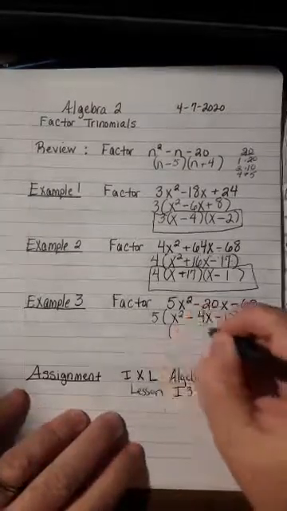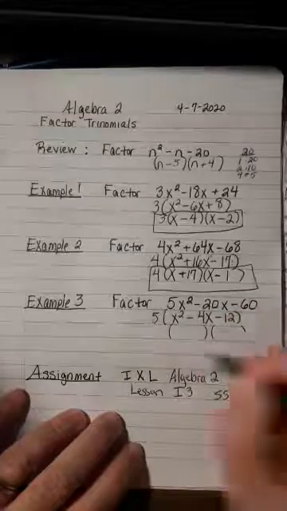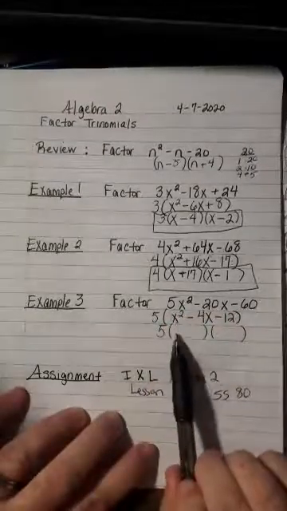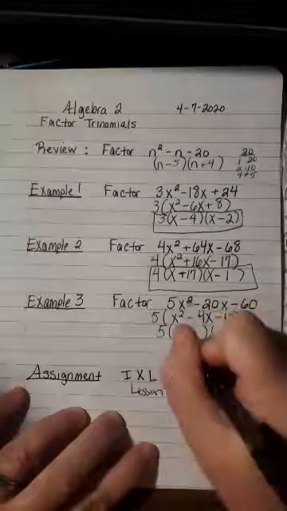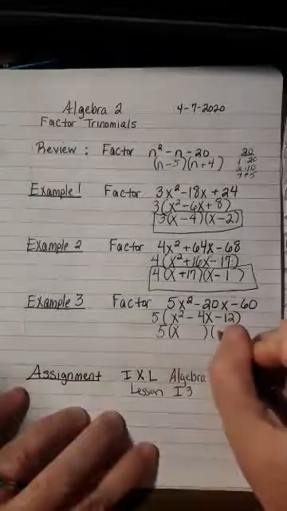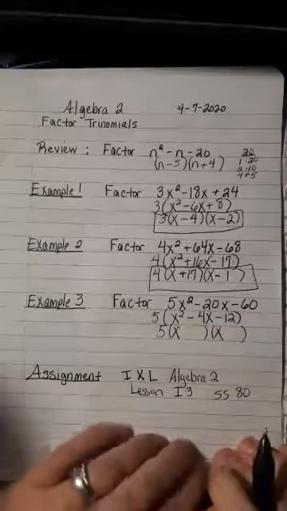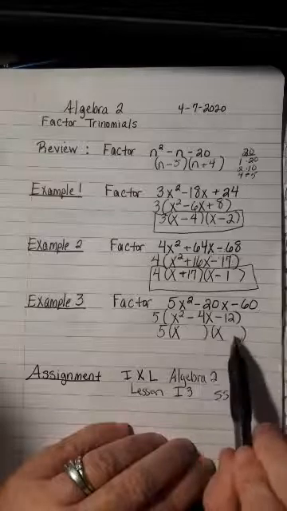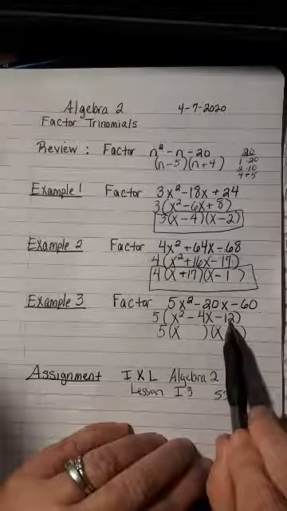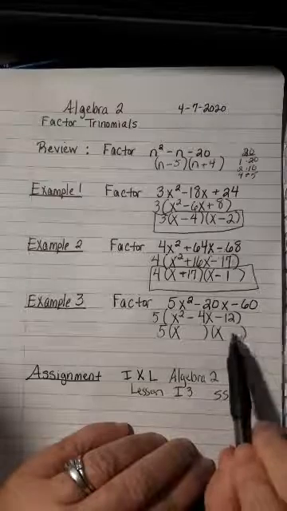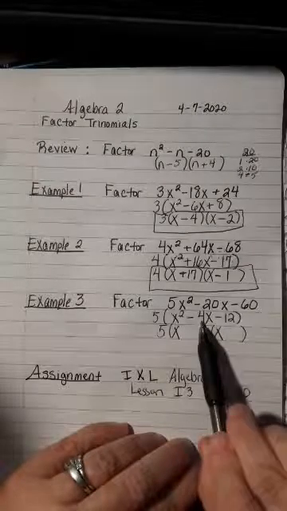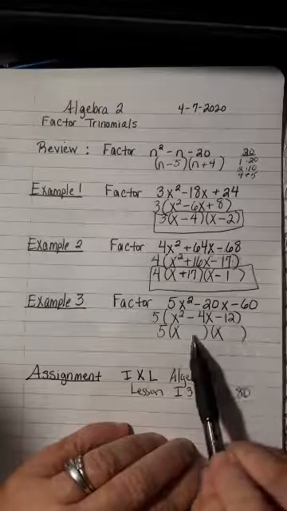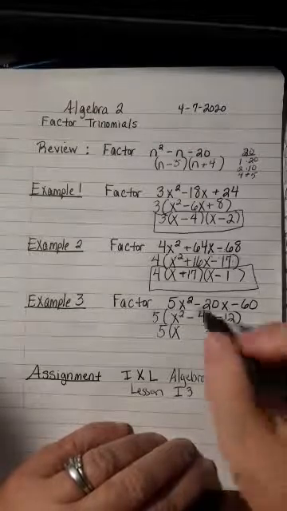We're going to put our 2 parentheses down with 5 out front. Take your x squared and split it apart, and put an x in the front of each parentheses. Then you've got negative 12 at the end. You have to multiply the 2 factors at the end to give you negative 12, and those 2 factors that multiply to be negative 12 have to add up to be negative 4. Because it has to be negative 12, you want the signs to be different: one has to be a plus, one has to be a minus.